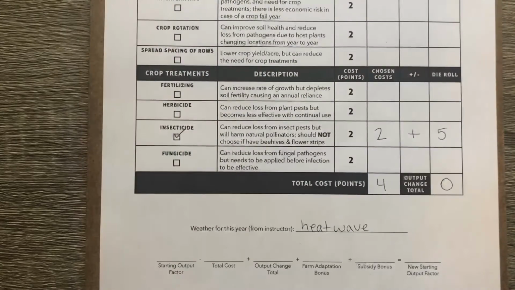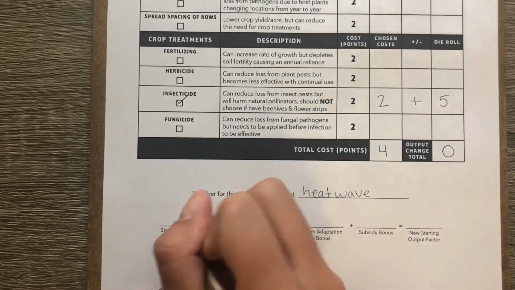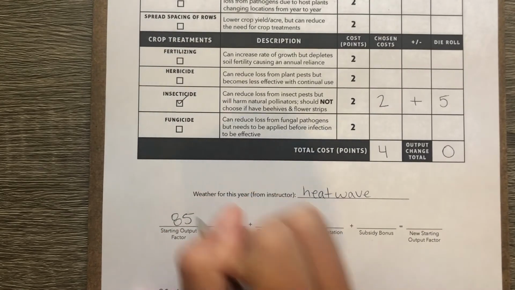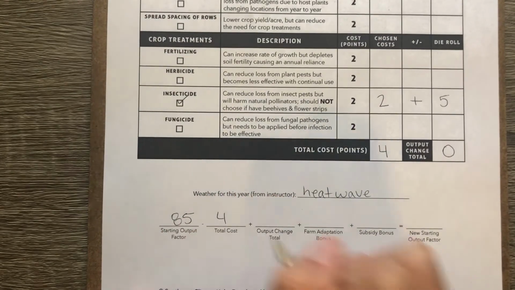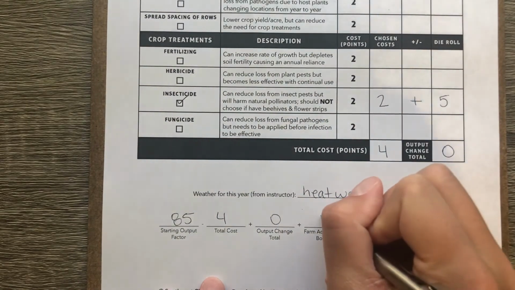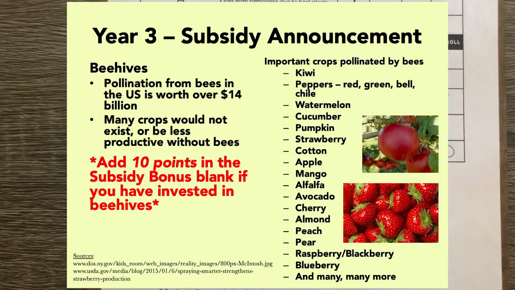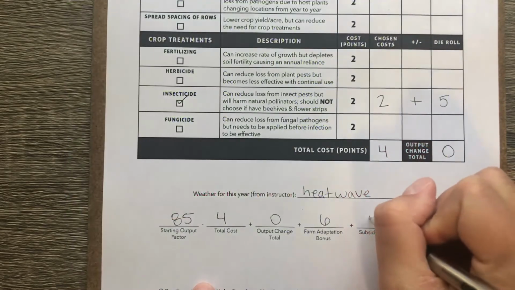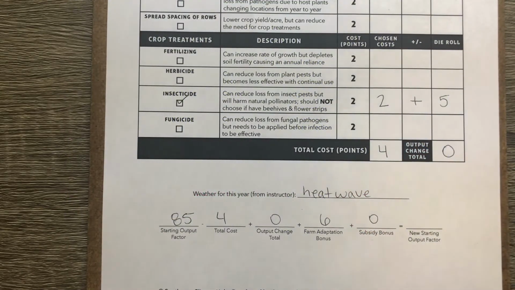In Years 3 and 6, there will also be a government subsidy bonus for implementing certain practices. Explain that a subsidy is a cash rebate or tax reduction given by the government to incentivize a certain action. In Year 3, beehives and flower strips are given a subsidy due to the economic value of pollination. Students that invested in beehives and flower strips on page 2 will write a 10 under subsidy bonus at the bottom of page 5. If they did not invest, they'll write a 0.